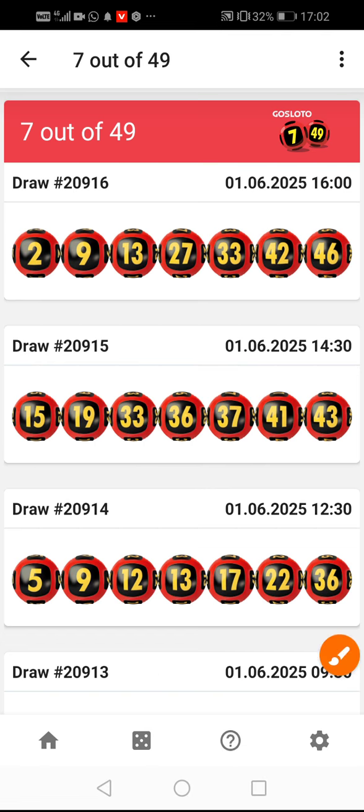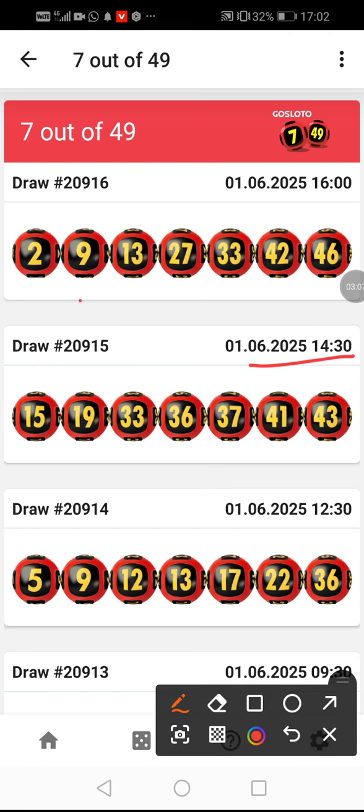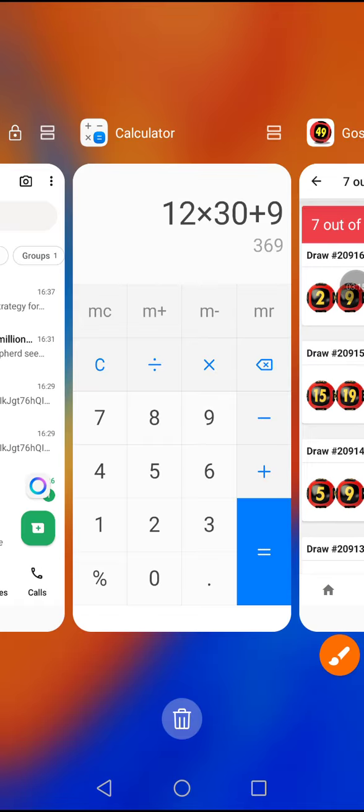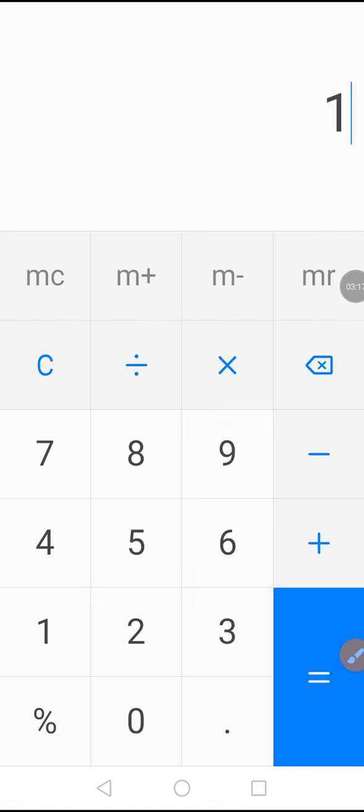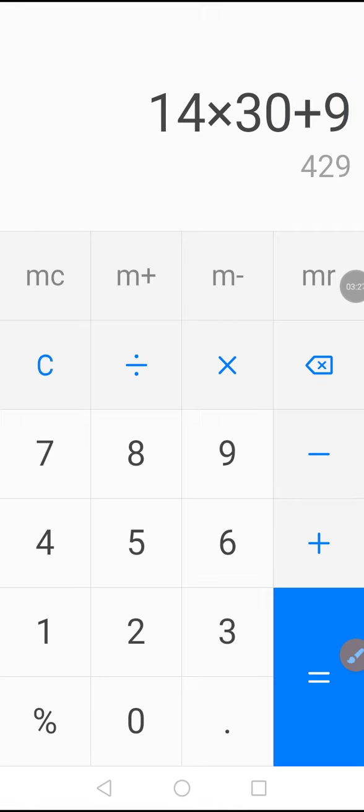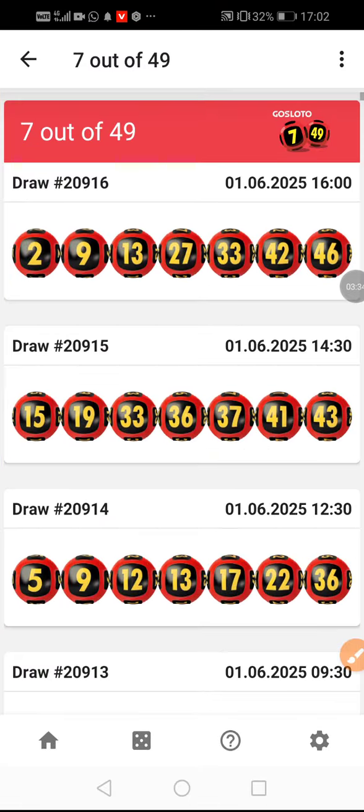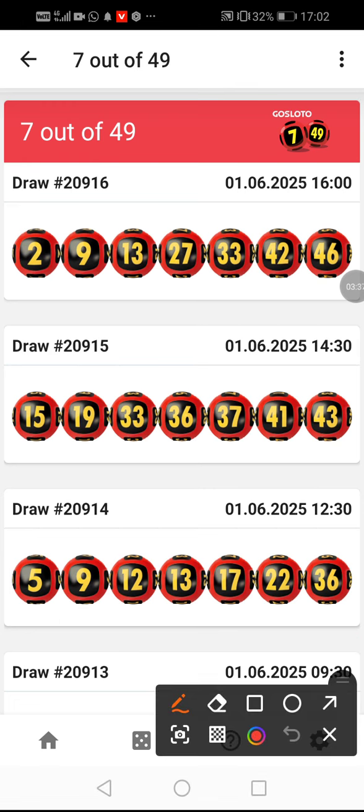Let's move on to the next example, which is going to be 1430. We're going to multiply 14 times 30 and see what we get. 14 times 30, we get 420. I'm sorry, 420 plus 9, we get 429. Let's check if we have this kind of number there in the results. Okay, there we go. We used this, we got 42 there.